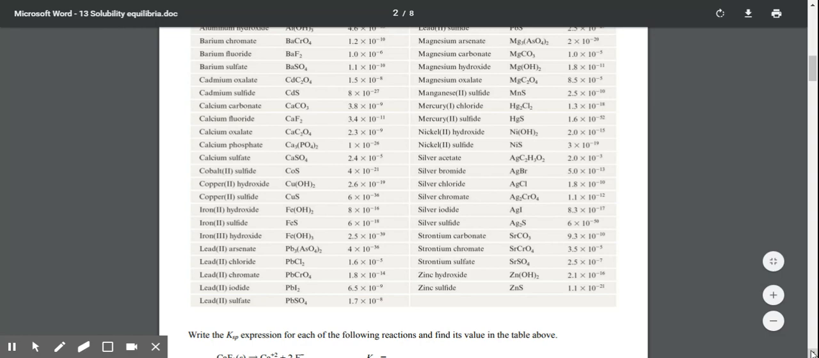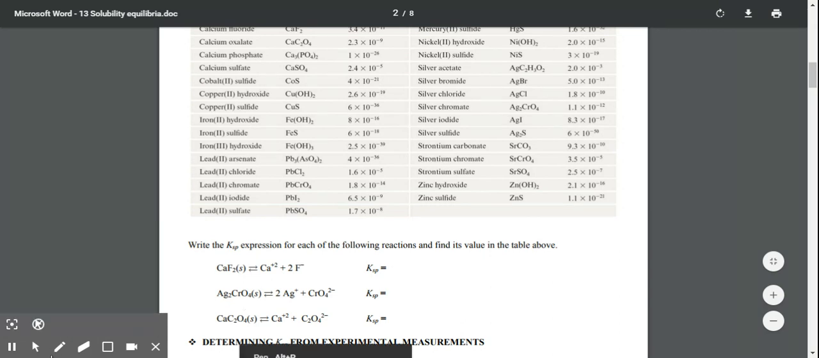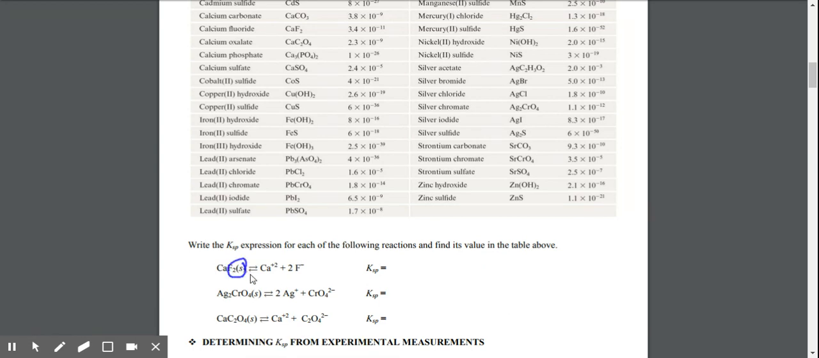So we want to do some practice here, and we want to write our Ksp expressions for all three of these. So we'll do these together. So for the first one, we have CaF2 solid breaks into Ca2+ plus 2F-. Now, one thing that you will have to be able to do is write these equations on your own. You might only be given the solid here, so you might have to finish the rest of the equation. Well, all you're doing is splitting up your solid into its separate ions and then balancing the equation accordingly. So if you don't know the charges of your ions, you better get to reviewing that.